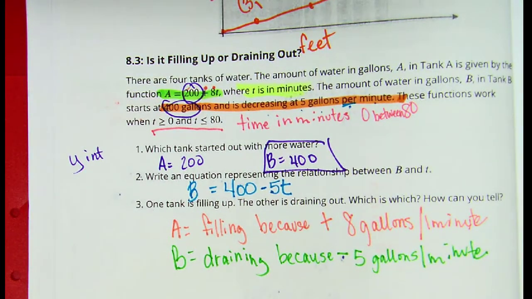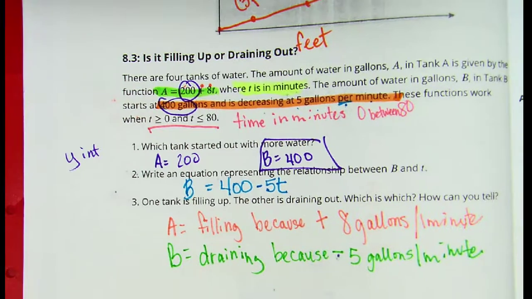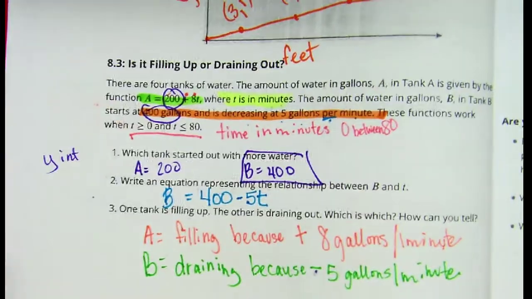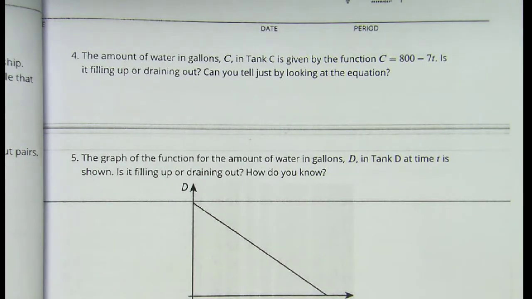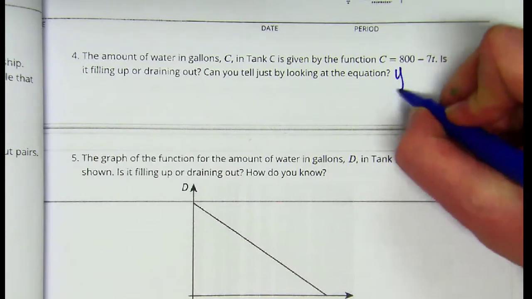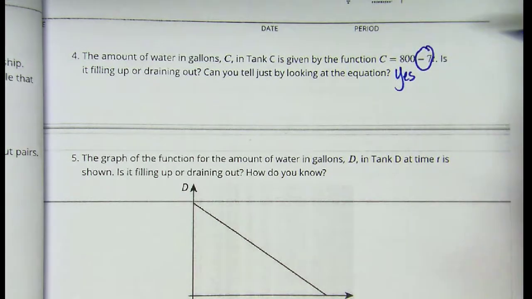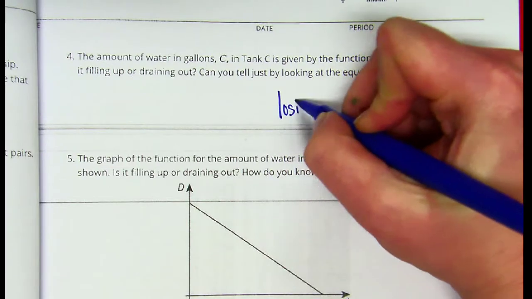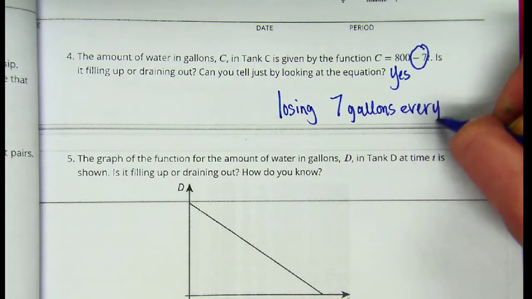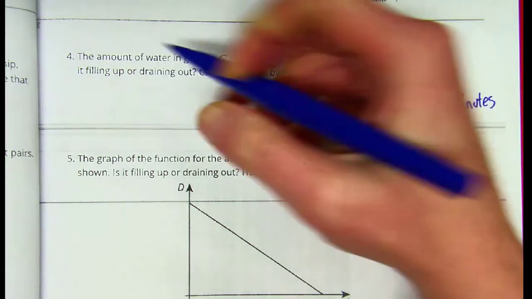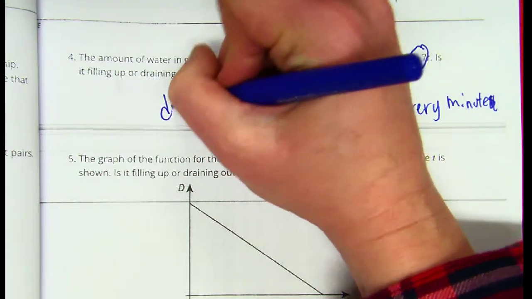On the next page, we're going to continue with this question. We've talked about 2 tanks. Now we're going to talk about the other 2 tanks, tanks C and D. The amount of water in gallons in tank C is given by the function rule C equals 800 minus 7t. Is it filling up or draining out? Can you tell from just looking at the equation? Yes, absolutely you can tell from the equation because it says right here it is losing 7 gallons every minute. So it is draining.